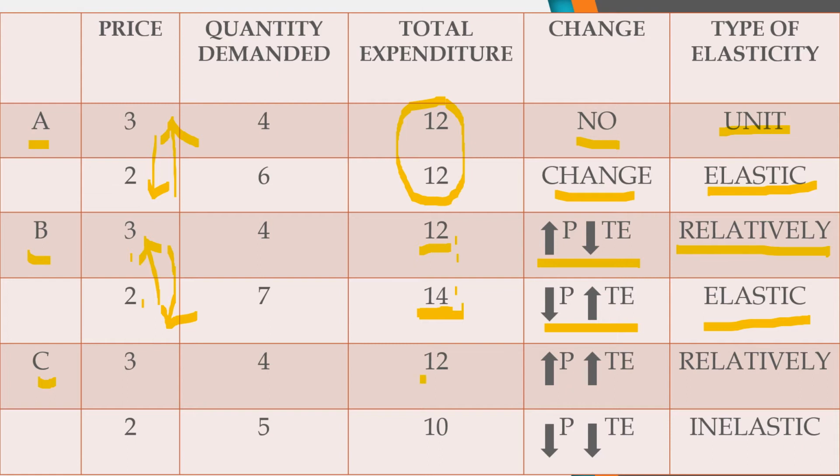In the third case, with good C, if the price is rupees 3, 4 units are demanded. 3 into 4 is 12. When the price falls from 3 to rupees 2, the quantity demanded is 5. And 2 into 5 is 10. So we see when the price falls from 3 to 2, the total expenditure falls from 12 to 10. And say for example the price rises from 2 to 3, total expenditure rises from 10 to 12. We can see this direct relationship with the help of the arrows, that there is a direct relationship between price and total expenditure, and when that comes about, then we know the type of elasticity is relatively inelastic.